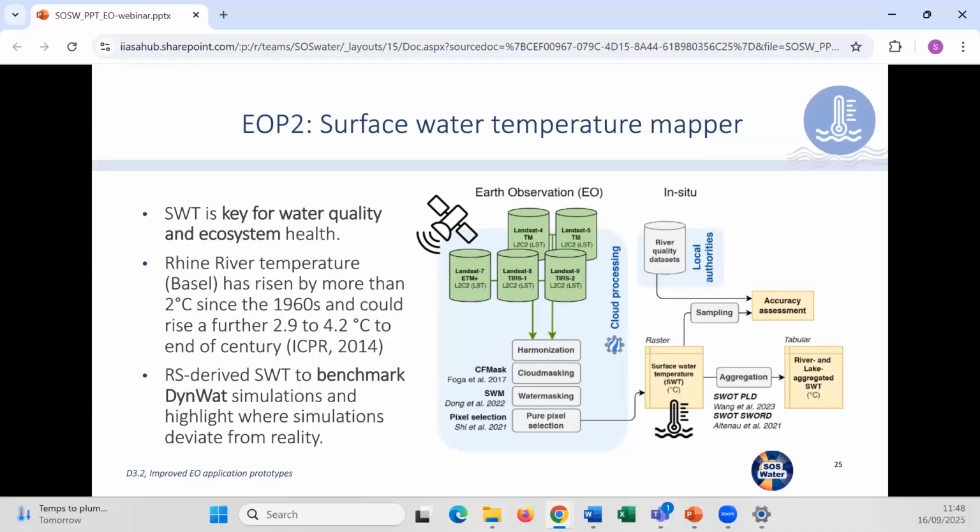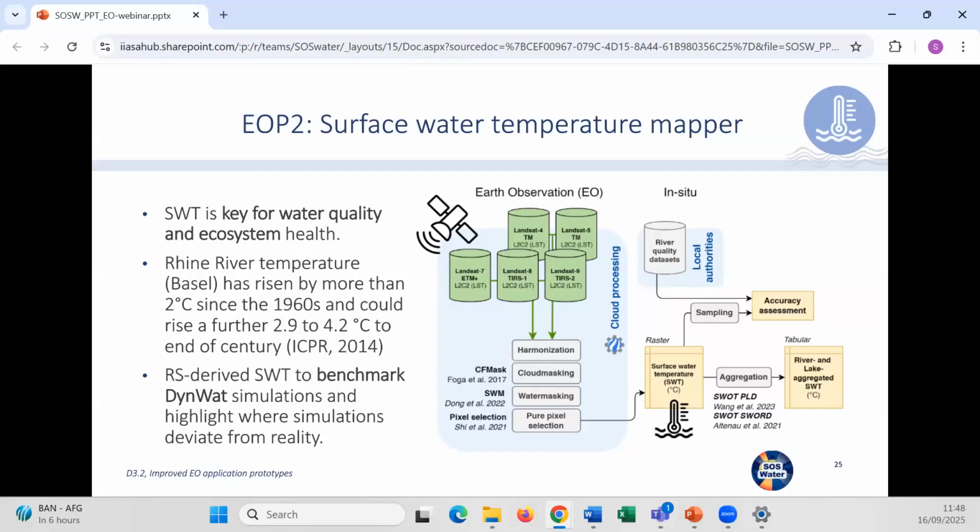And if you look at the Rhine River, temperature measured at ground stations in Basel have risen by more than 2 degrees since the 1960s. And recent studies also show that a further rise from 2.9 to 4.2 degrees is expected by the end of the century. So quite a high increase in water temperature.